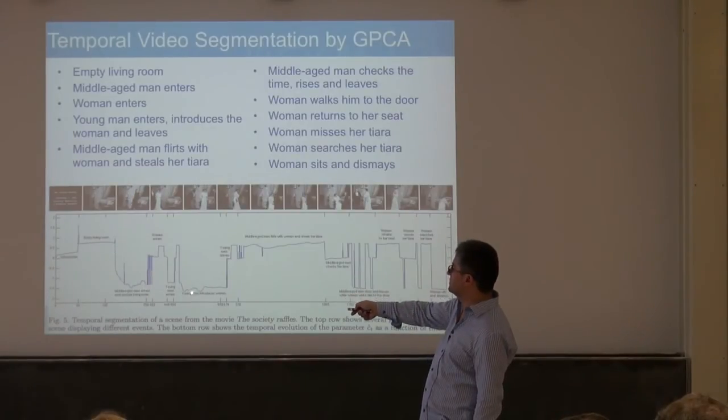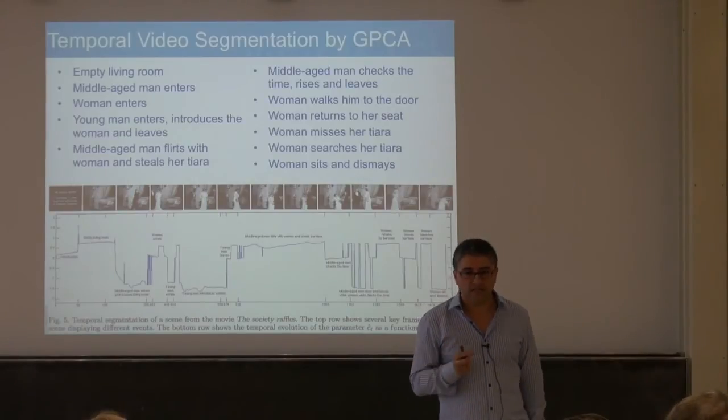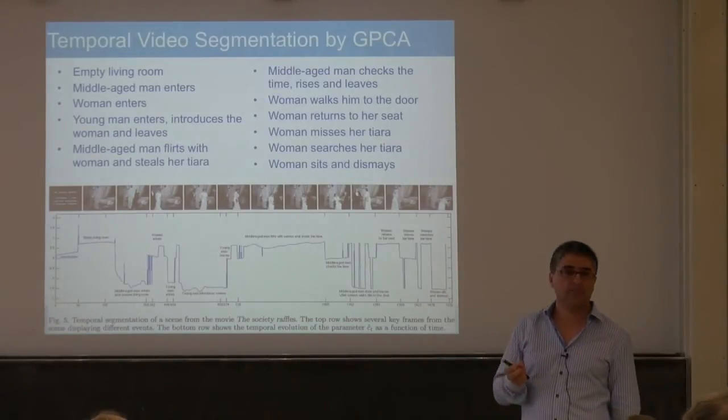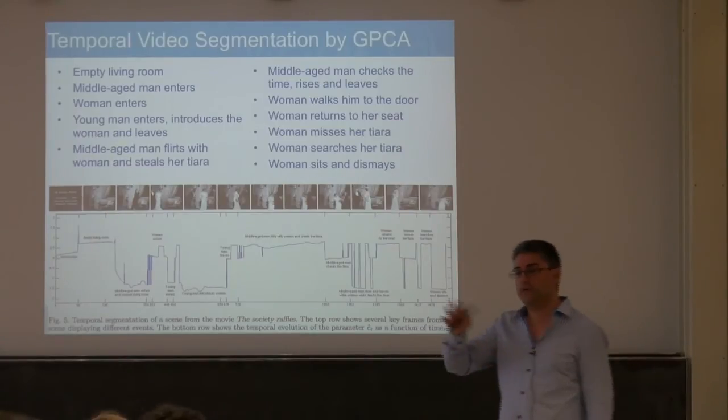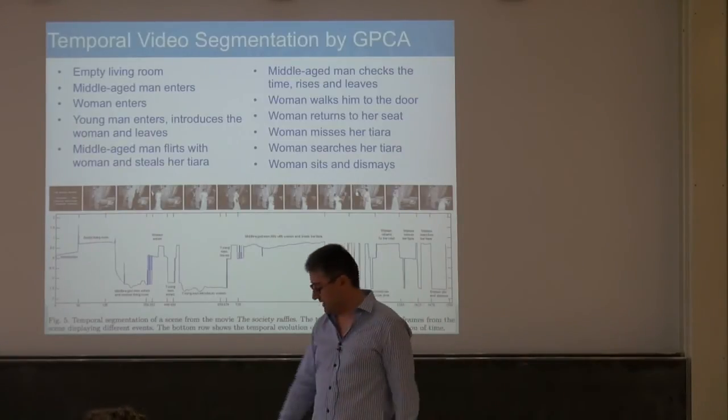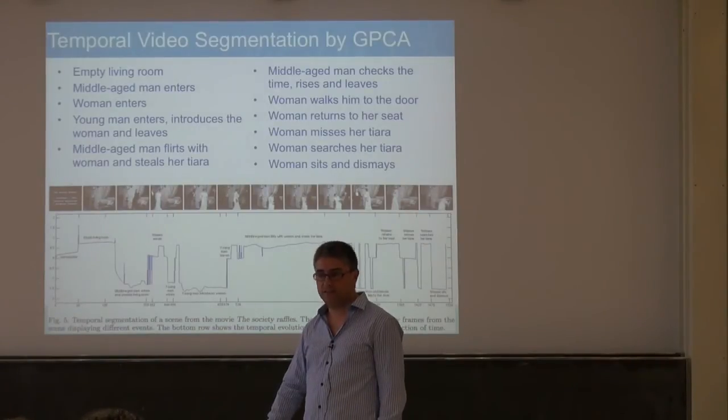There are a few oscillations here and there, but by and large, such a simple method, such as fitting a polynomial of degree 2 to the data, and taking the derivatives, was able to discover the fact that there are different events in different parts of the video.